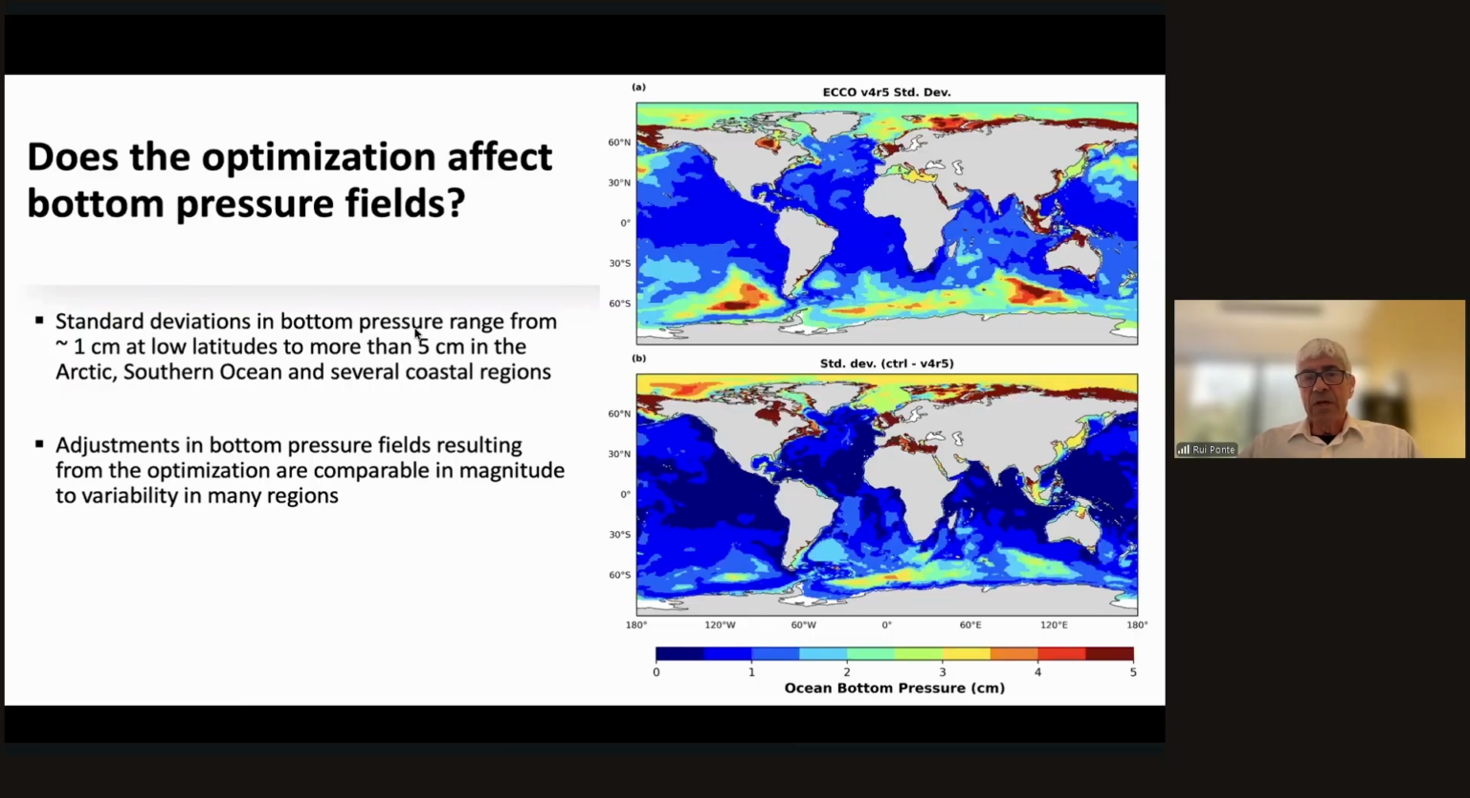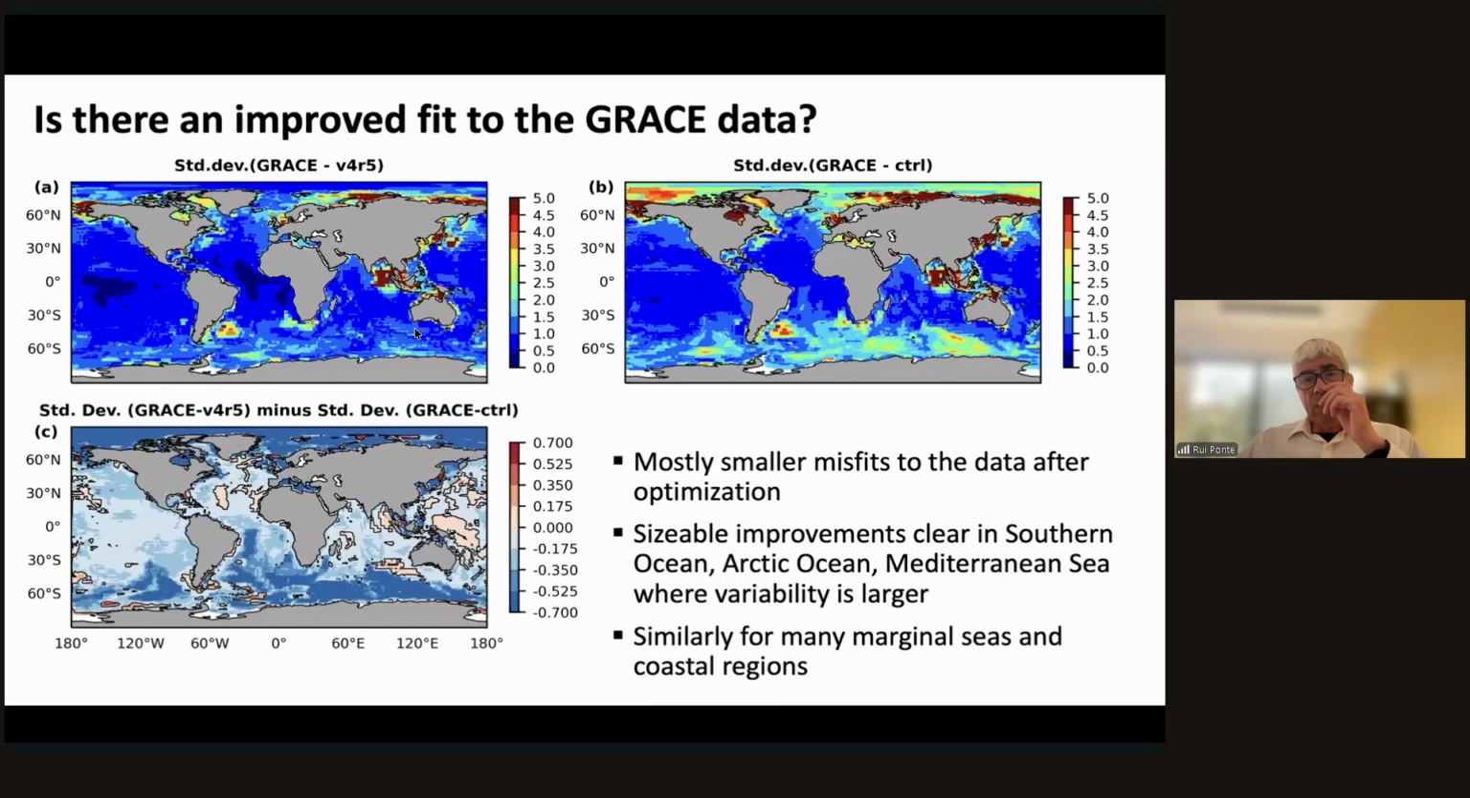From these plots, we can see that the optimization leads to relatively large adjustments in bottom pressure fields, with magnitudes of adjustments comparable to the variability. So another important question is whether changes produced by the optimization lead to a closer fit to the gravity data.